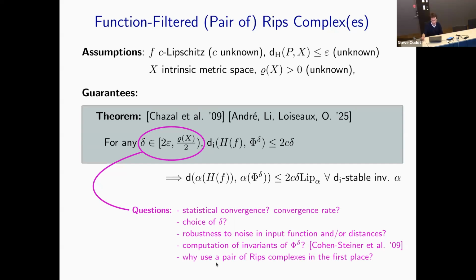And then, at the end of the day, you might ask yourself why you are using a pair of Rips complexes. I told you that I don't know how to do it with a single Rips complex, but I know how to do it with a pair of Rips complexes. So where does that come from? That comes from an old paper from 2008, where together with Fred Chazal, we showed that to infer the homology of a space, it was a good idea to use a pair of Rips complexes.